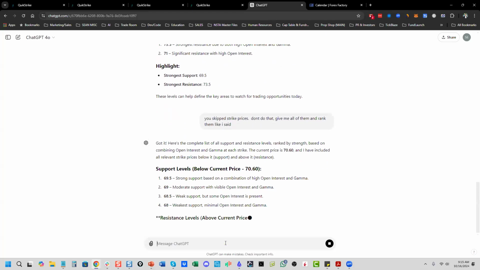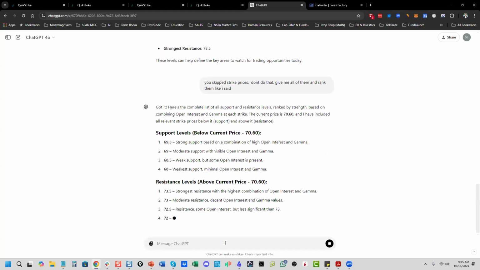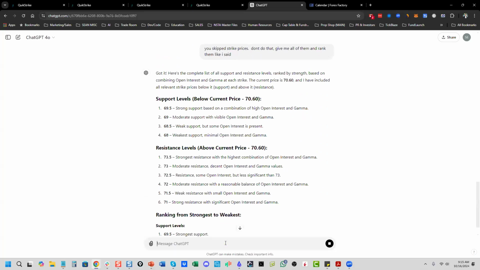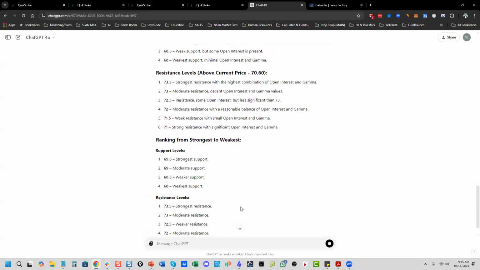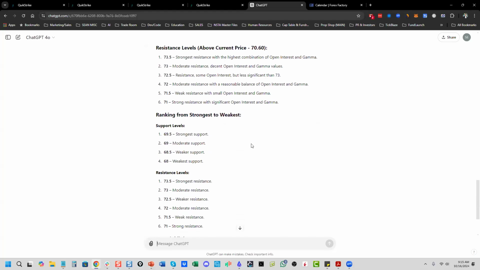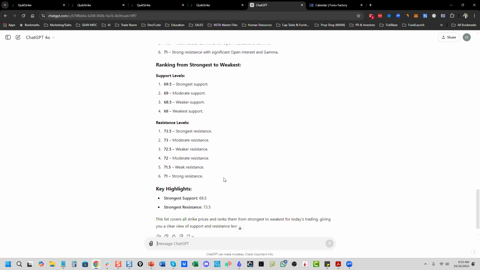Sometimes it likes to get fancy. Look what it's doing with the information. What it did was take all the information from open interest and all the information from gamma, and it explained why it's telling you. And then basically it ranked them. You see that? That's pretty valuable right there. That's the key.